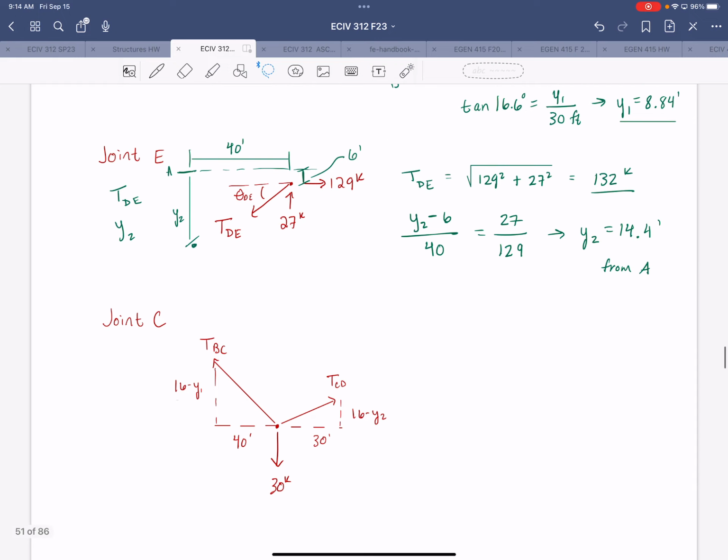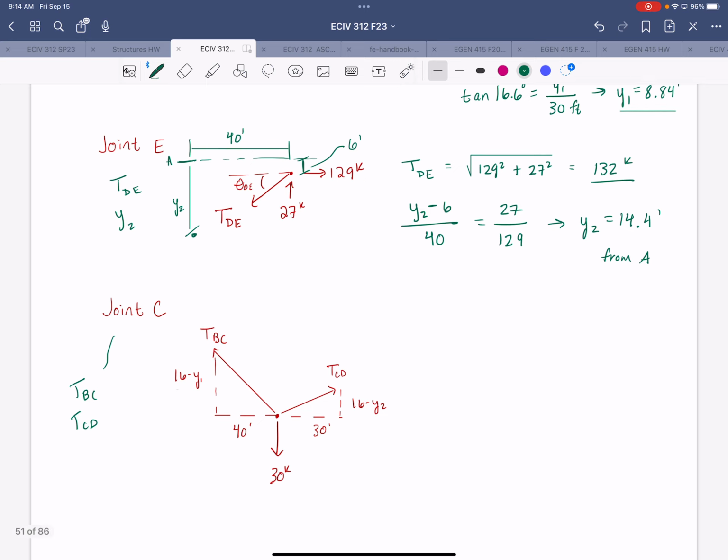So then we're just left with joint C and 2 cable tensions to find from there, right? So we still have 2 unknowns. That's the tension in BC and the tension in CD. So let's say that's what we're after.